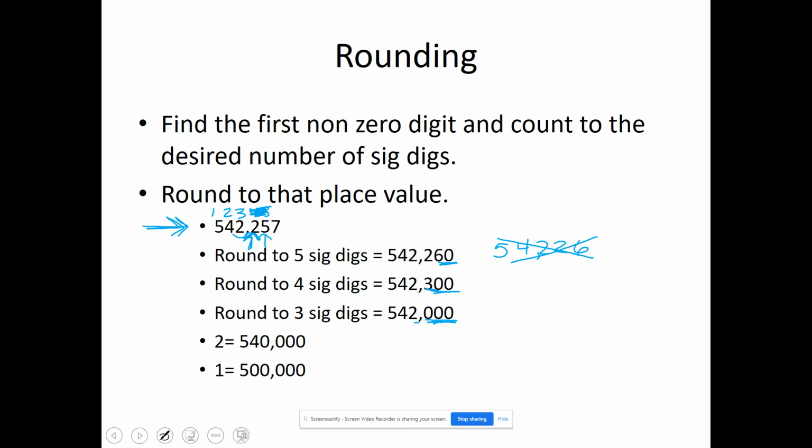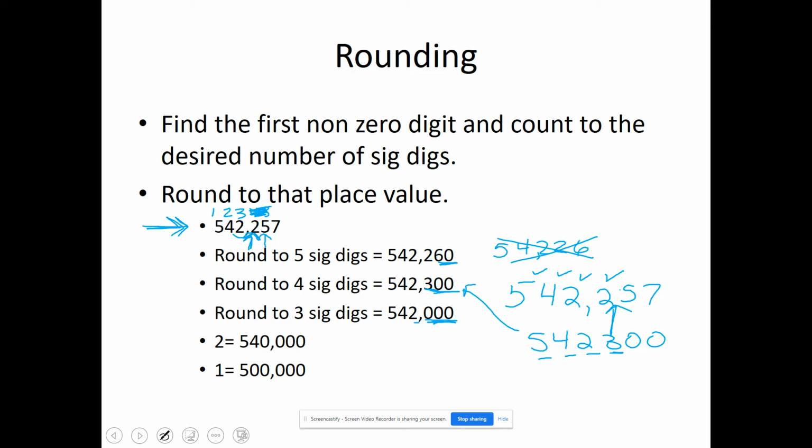Okay, so 4 SIGDIGs, I'm going to rewrite the number. 5, 4, 2, 2, 5, 7. So if you want 4 SIGDIGs, count 1, 2, 3, 4. So I need to round it right here. So if I'm rounding 257 to this place value, it's going to become 300. So I have 5, 4, 2, 300. So now this number right here has 1, 2, 3, 4 sig digs. So then it's just rewritten with 4 sig digs.